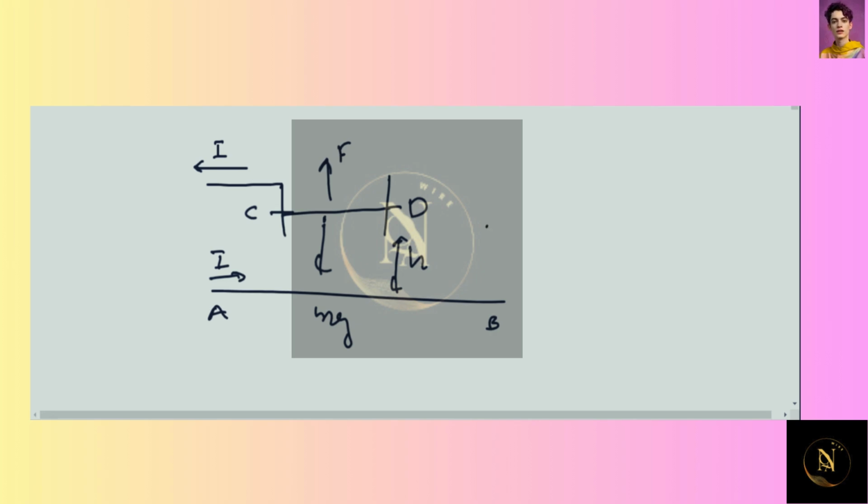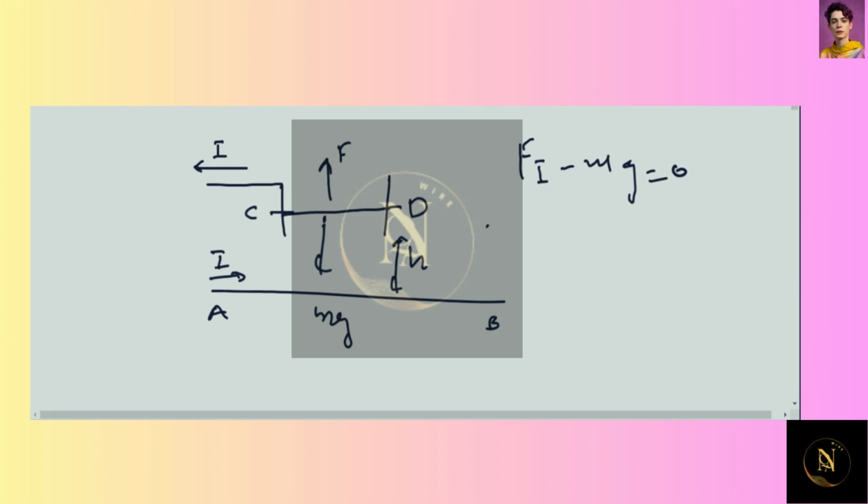Let Fi be the magnetic force between the two wires. Then the wire CD rises until the upward force Fi due to the current balances the downward force of gravity. Therefore, we can write force due to current minus weight is equal to 0.